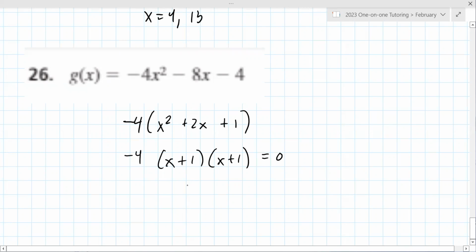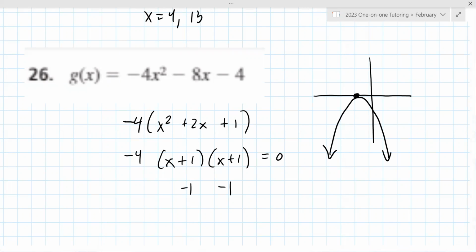So then the answer would be negative 1, negative 1. So what does that mean if it's the same number in terms of the graph? It's like a double root, I think. Yeah, so it actually bounces. It's when it has one x-intercept. That's correct.